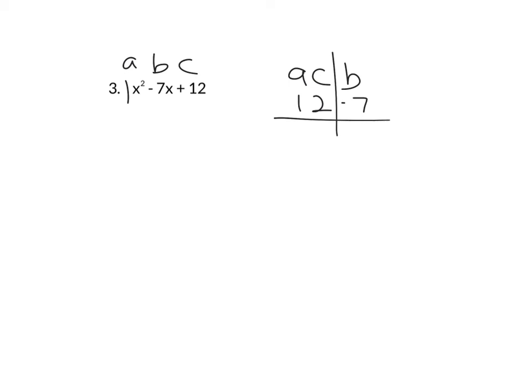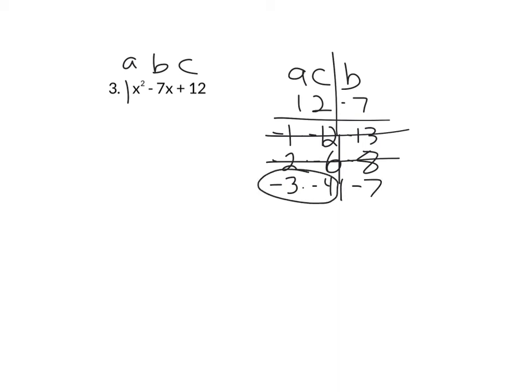You have to kind of be logical here. If we're adding two numbers that are negative, but the product of a and c is positive, that means both have to be negative. So just start. -1 times -12 is +12, but if you add, that's -13, so it can't be that. How about -2 times -6? Add, that's -8. We're close, but it can't be that. How about -3 times -4? That's it. -3 plus a -4 is a -7. There's my two numbers.